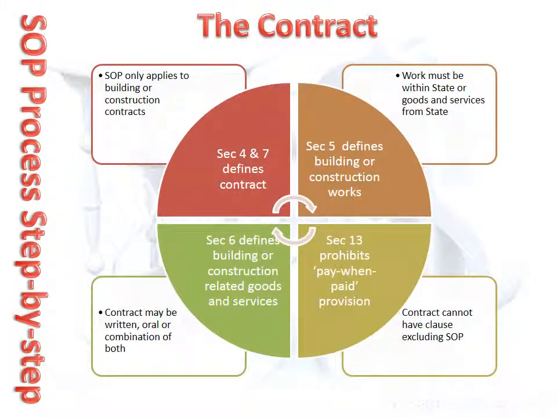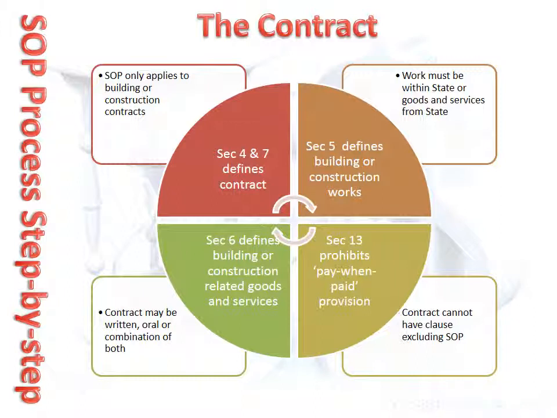The starting point for the security payment process is the existence of a contract for building or construction work, goods or services. The Act defines building and construction works and also building and construction related goods and services. These definitions are extensive and you should read them. A copy of the Act for your state is included in the Resources section of the Security of Payment Submission Writer website.